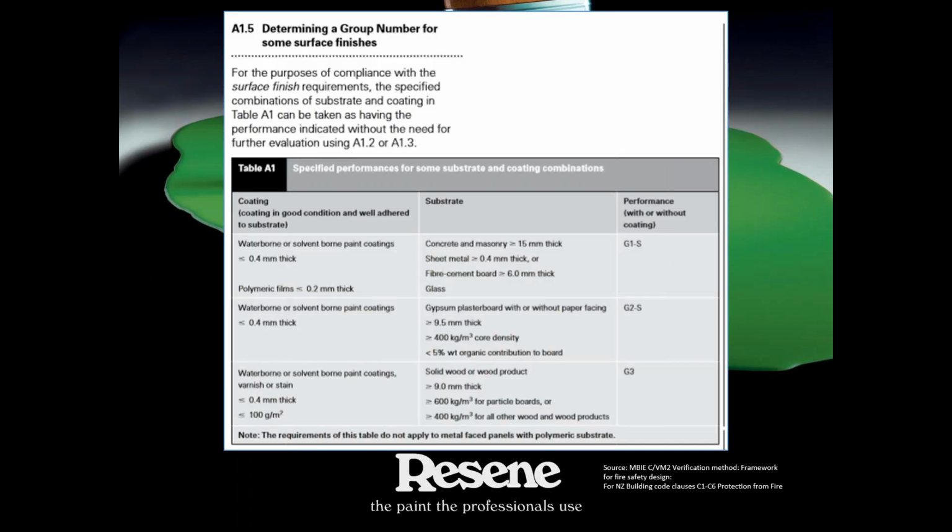When you ask us for information, this is the page from the building code that we will send back to you. It's really clear and simple: the performance is with or without coating. This always relates back to the substrate's own fire group rating. The note at the top says the table can be taken as having the performance indicated without the need for further evaluation. That means we don't need to give you fire testing reports on the paint coatings themselves. They're simply not required.